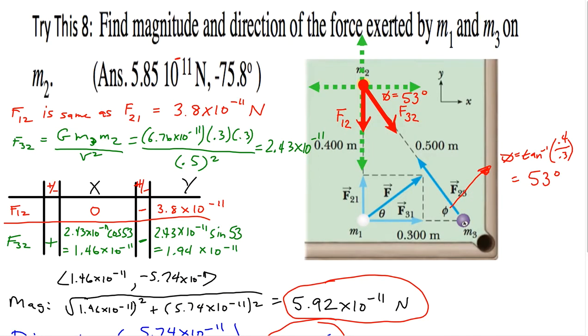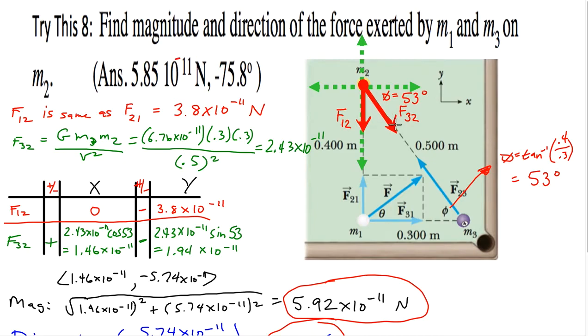All right, so you can take a look at this one and try it. Same situation, same three balls. We want to find the magnitude and this time the direction of the force exerted by M1 and M3 on M2. So ball M1 down here and M3 over here. Again, now they're both pulling at ball M2. So here's one of the forces. This is the white ball, the cue ball, pulling at M2, and I'm calling that F12.